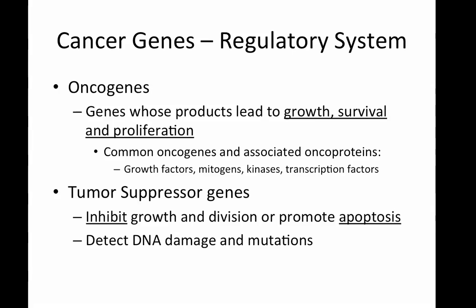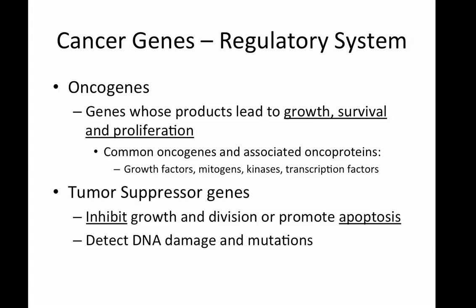So when we talk about cancer, we're dealing with a genetic disease, and by genetic we mean the problem is initiating with the DNA. And so there's 2 types of genes that we label or name because they help us to regulate cell division. And so the first are oncogenes. So oncogenes are genes whose products, or their proteins, lead to growth of cells, survival of cells, or they tell cells to proliferate. And so the common types of oncogenes or proteins that we have, these are growth factors.